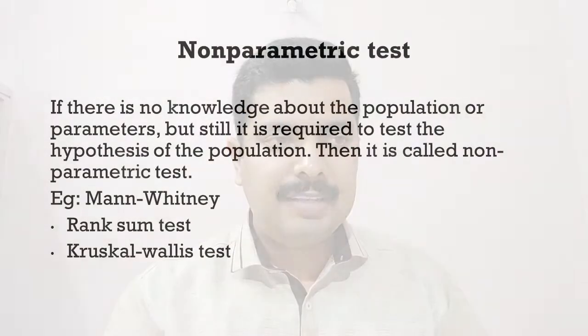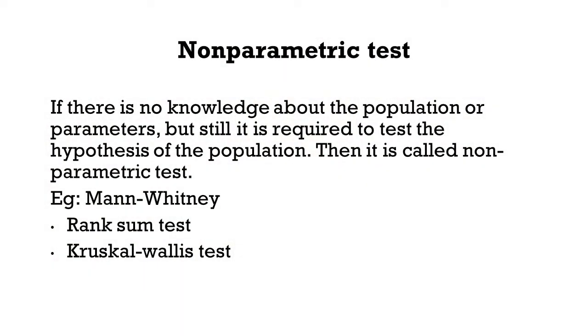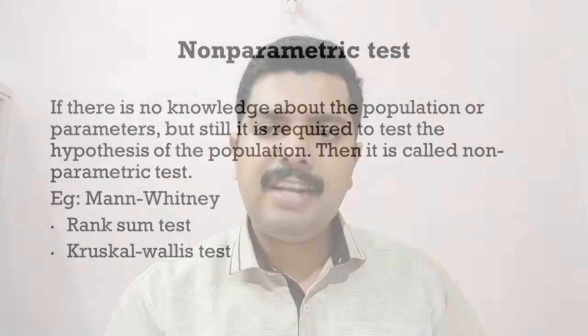Now, I'll state it like this: if there is no knowledge about the population or parameters, but it is still required to test the hypothesis of the population, then it is called a non-parametric test. The different types of tests used in non-parametric testing are the Mann-Whitney rank sum test and the Kruskal-Wallis test. There are n number of them that follow, but these are the most common tests being used.